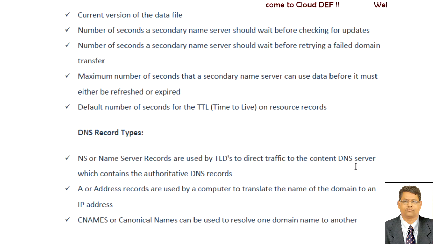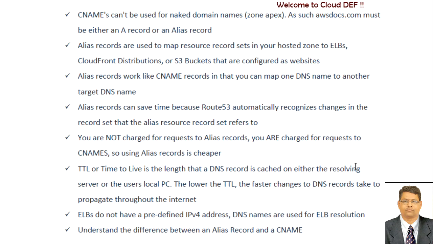DNS record types. NS or name server records are used by TLDs to direct traffic to the content DNS server, which contains the authoritative DNS records. A or address records are used by a computer to translate the name of the domain to an IP address. CNAMEs or canonical names can be used to resolve one domain name to another. CNAMEs can't be used for naked domain names, zone apex. As such, AWS must be either an A record or an alias record.